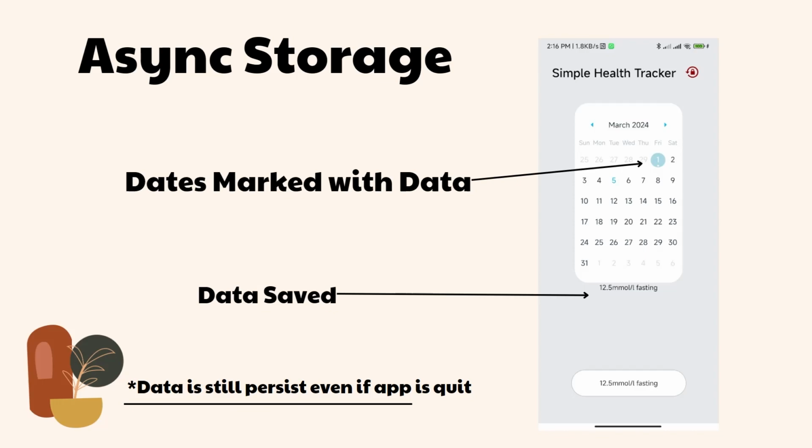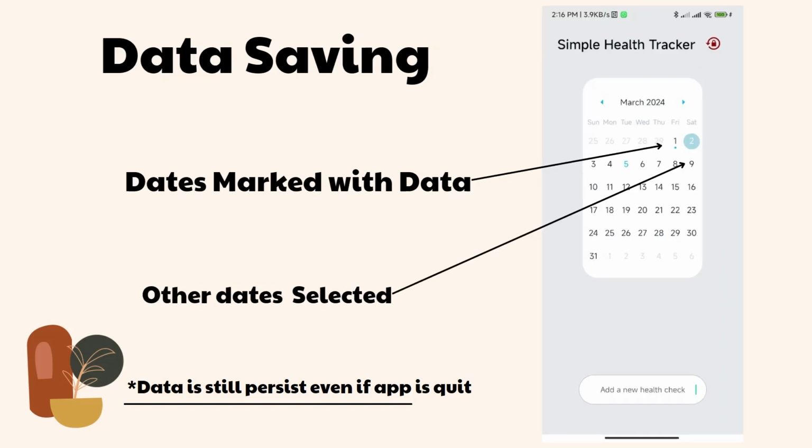As you save the data, there will be a mark below the date. When you press on the marked date, it shows the data saved. And this data will still persist even if the app is quit. So as you can see, even if you press another date, there will still be a mark below the date that has data saved.